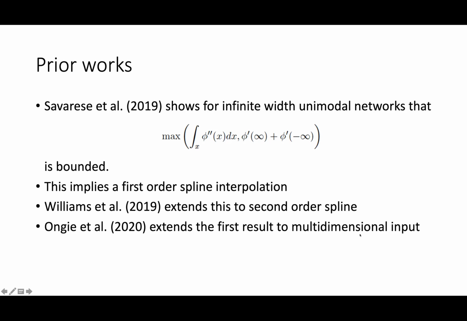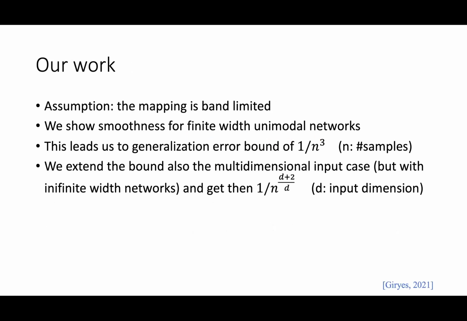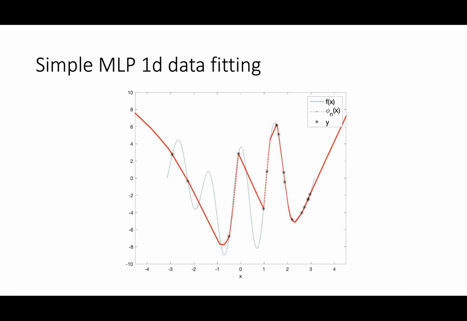Now here we're not going into the technical details, so we just present the results. But in our work, we showed that the same smoothness holds also for finite width univariate networks. I will not present that, but we proved it. And then we tried to ask when we get generalization. So the assumption that we made is that the mapping that we have is band limited. In the one-dimensional case, a band limited mapping is very easy. It means just that this function is smooth.